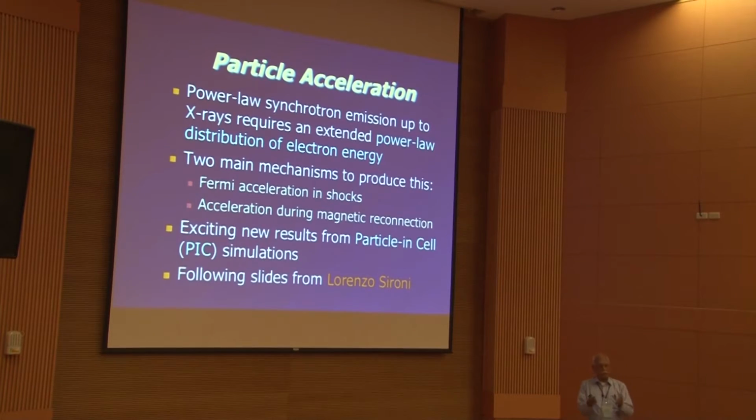We know that we want to make power law distributions of electrons. In M87, it has to produce all the way from radio to X-ray, so it has to go at least up to a Lorentz factor of 10 to the 8. People talk about non-thermal processes for acceleration. This is the old standby, right? Fermi acceleration in shocks. Everybody talks about it. This is kind of the new kid. I mean, it always has been there.